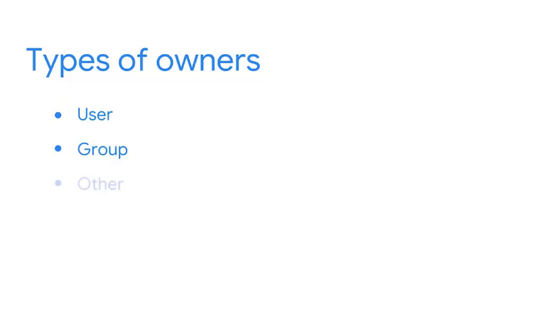Finally, there is Other. Other can be considered all other users on the system. Basically, anyone else with access to the system belongs to this group. In Linux, file permissions are represented with a 10-character string. For a directory with full permissions for the user group, this string would be d rwx rwx rwx.